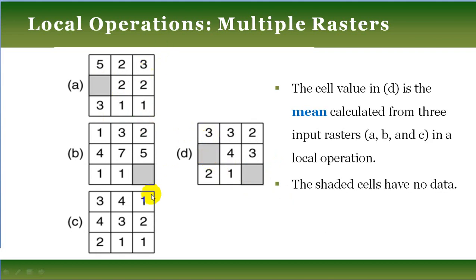3 plus 2 plus 1, 6, divided by 3, 2. 2 plus 7 plus 3, 12, divided by 3, 4. So such type of raster mean, if you want to calculate based on multiple input rasters, in this way we can perform this. So here you just see typical summation, then divided by the number of rasters. By this way we perform raster mean. We calculate the raster mean value.